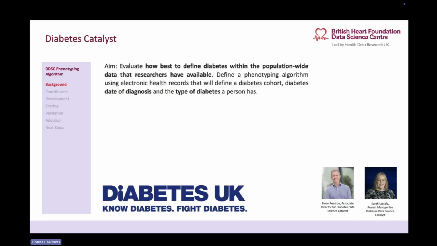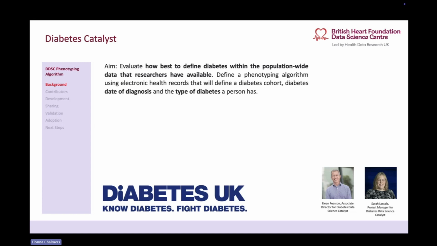but just in case you forgot, one of the main aims was to evaluate how we can best define diabetes with the population-wide data that researchers have available to them. So we wanted to define a phenotype and algorithm that would then define a diabetes cohort or diabetes at population-wide level and the type of diabetes that a person has and their date of diagnosis.